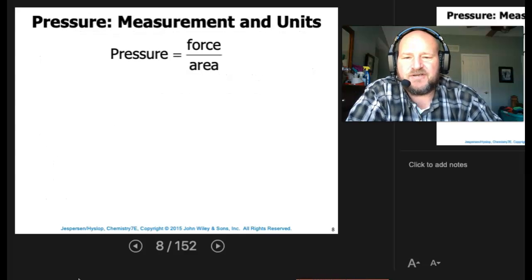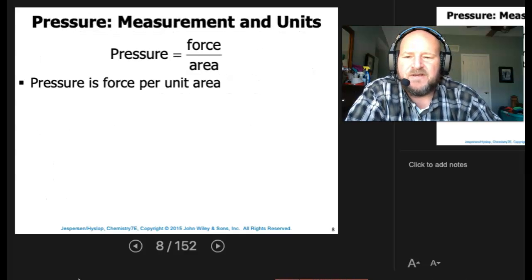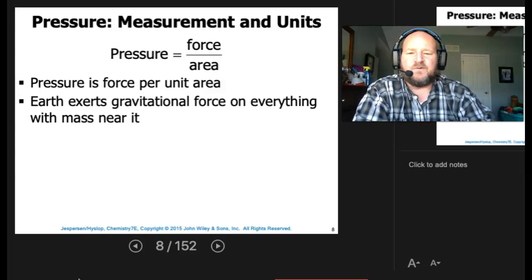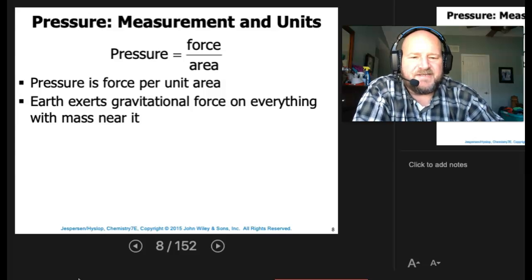So let's take a look. Pressure, as I pointed out, is force over an area. So pressure is force per unit area. Earth exerts gravitational force on everything with mass that's near it.